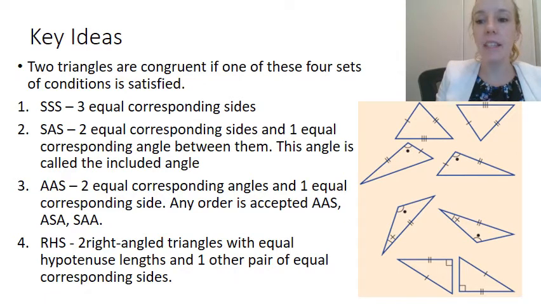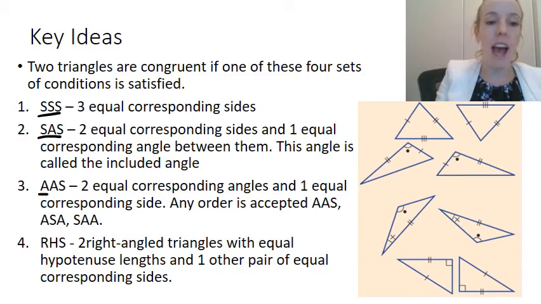Okay, our second test is the SAS test, so side, angle, side. This means that a triangle has two equal corresponding sides and one equal corresponding angle that has to be in between those sides. So if we look at our second pair here, this is their first corresponding side, this is their second, and you can see in the middle they have an equal angle shown by that corresponding dot there, and the angle has to be in between the two sides for them to satisfy this rule. That angle there is called the included angle. So that's our second test, the SAS, side, angle, side test.